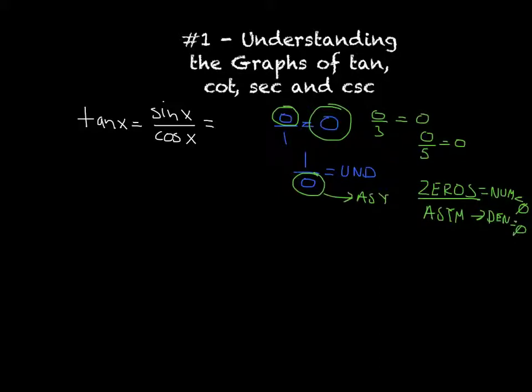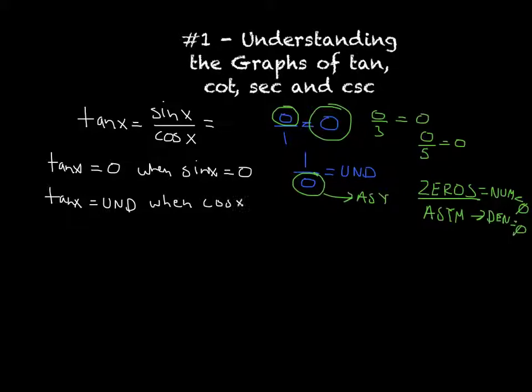All right, the tangent is going to be equal to 0. So let me write this out for you. The tangent of x is going to equal 0 when the sine of x equals 0. And the tangent of x will be undefined when the cosine of x equals 0, because then you'd be dividing by 0. So, in order to figure out what the tangent graph looks like, let's see if we can remember what the sine and cosine graphs look like.